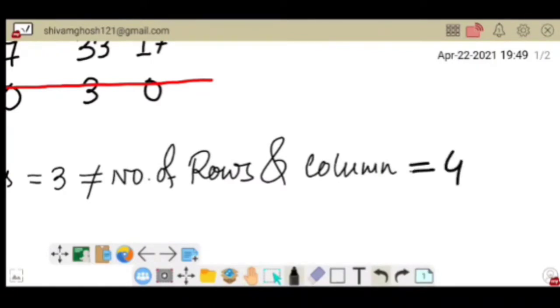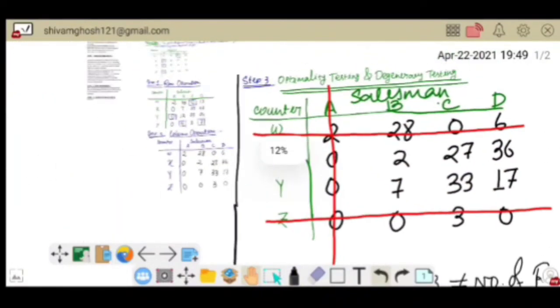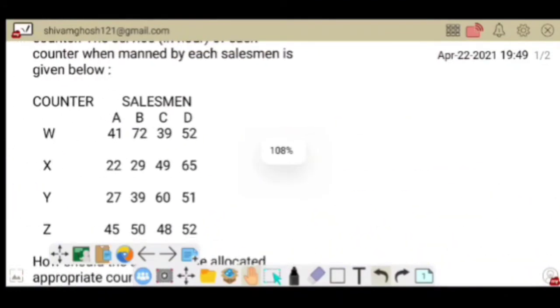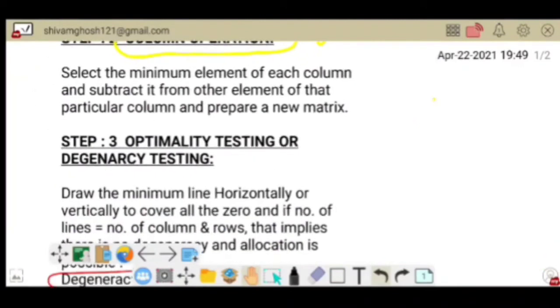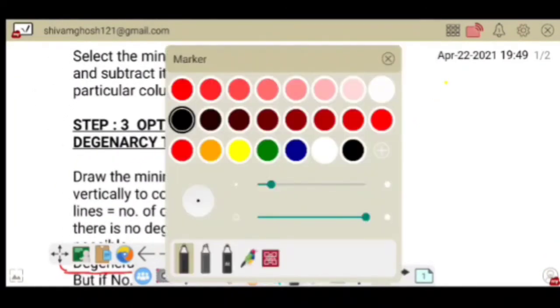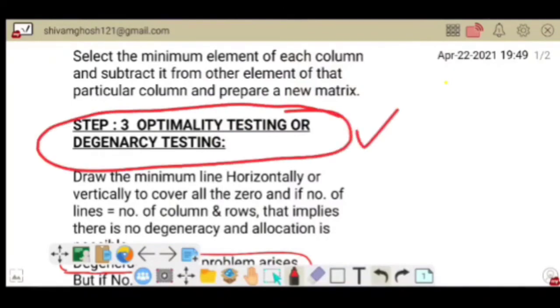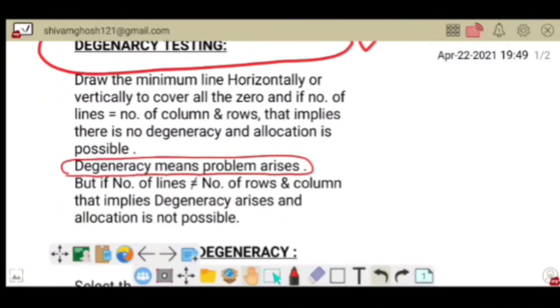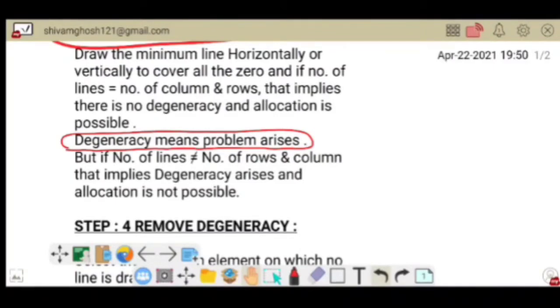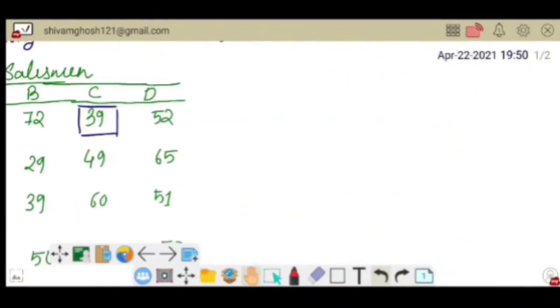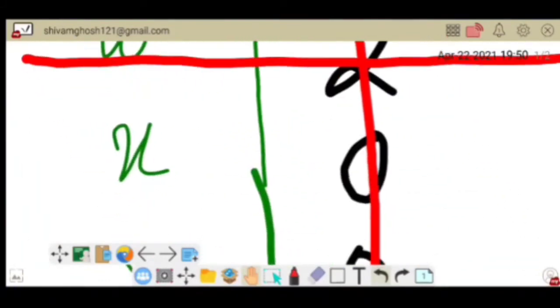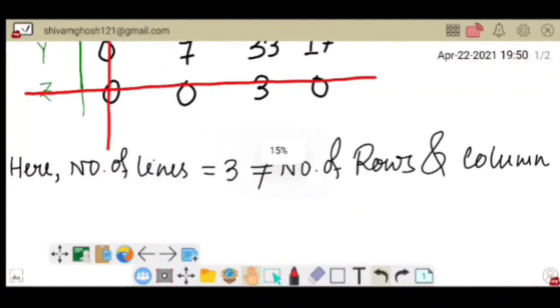So you can see, we'll read step number 3 again: draw the minimum number of lines, horizontal or vertical, to cover all the zeros. If the number of lines equals the number of rows and columns, then there is no degeneracy, and allocation is possible. But degeneracy means a problem arises. If the number of lines does not equal the number of rows and columns, that implies degeneracy arises and allocation is not possible. So we have to write it down like that. Allocation is not possible. Number of lines equals 3.